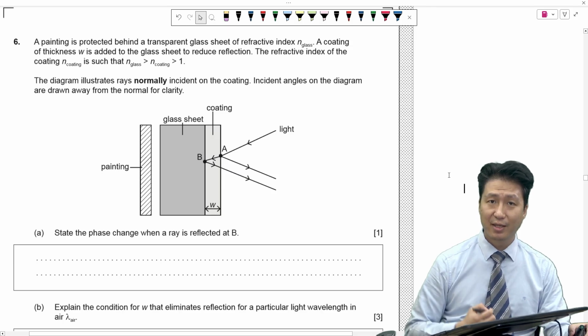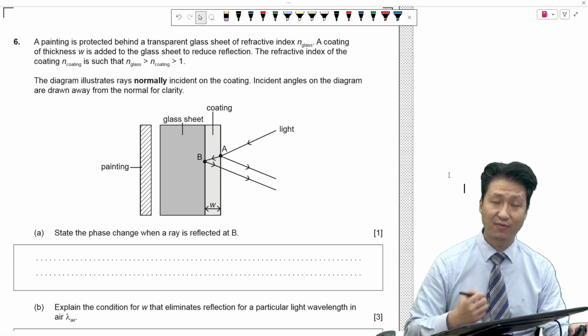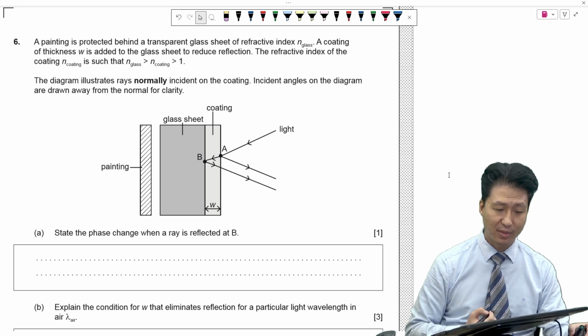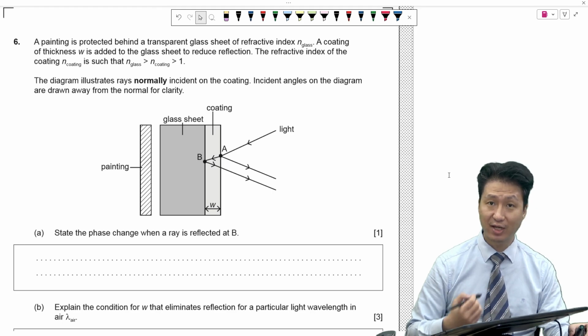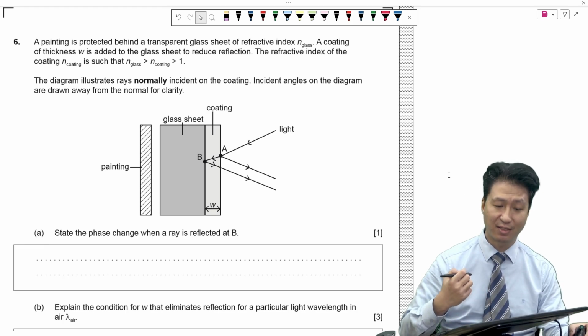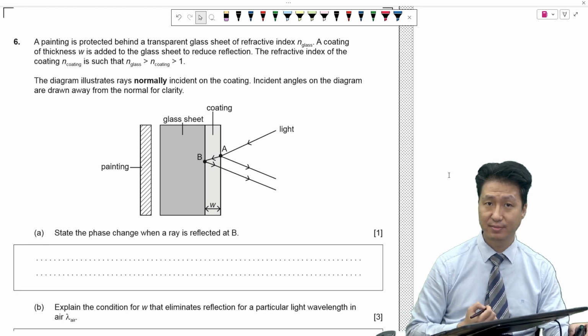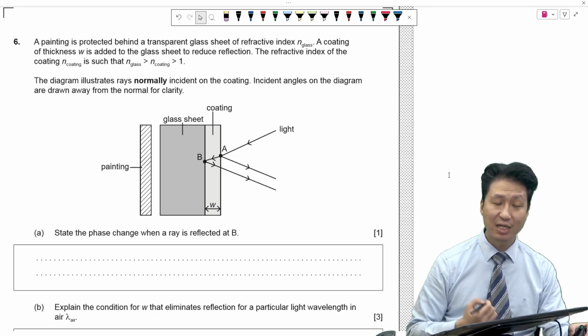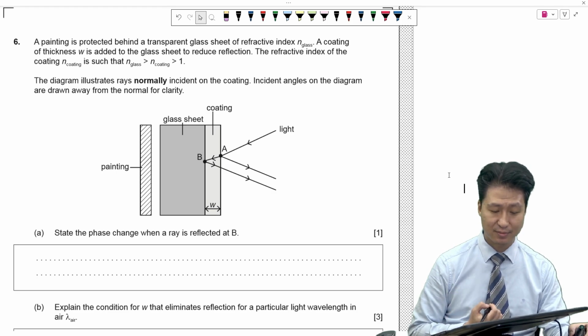Question number 6. A painting is protected behind a transparent glass sheet of refractive index N sub glass. A coating of thickness W is added to the glass sheet to reduce reflection. The refractive index of the glass is greater than the refractive index of the coating, which is greater than 1. The diagram illustrates rays normally incident on the coating. The incident angles in the diagram are drawn away from the normal for clarity.